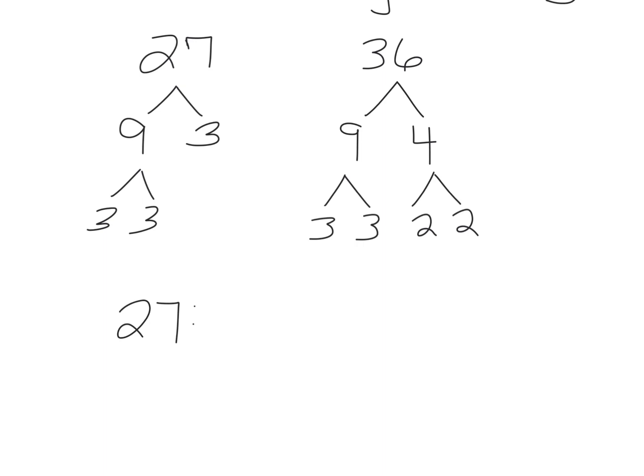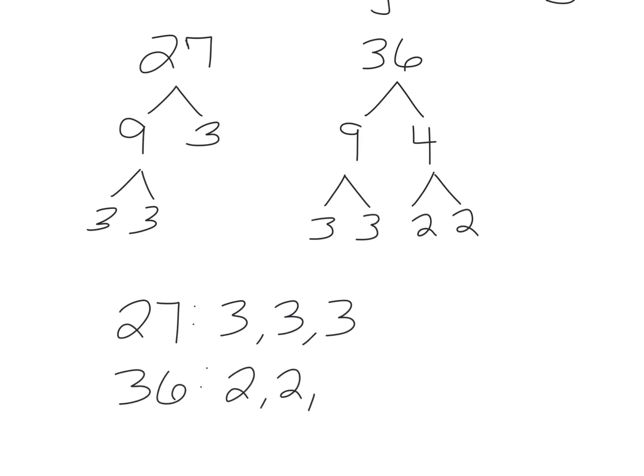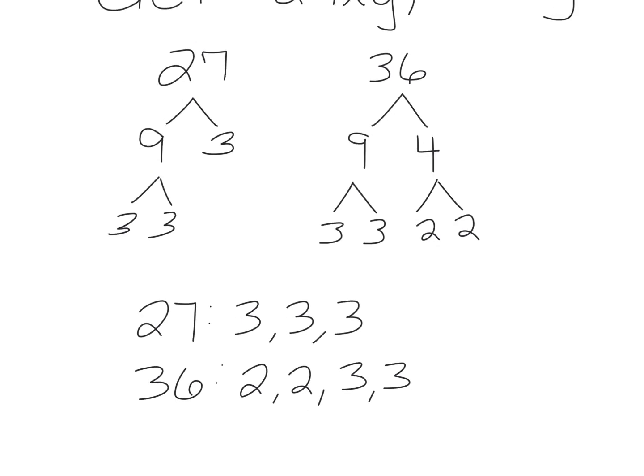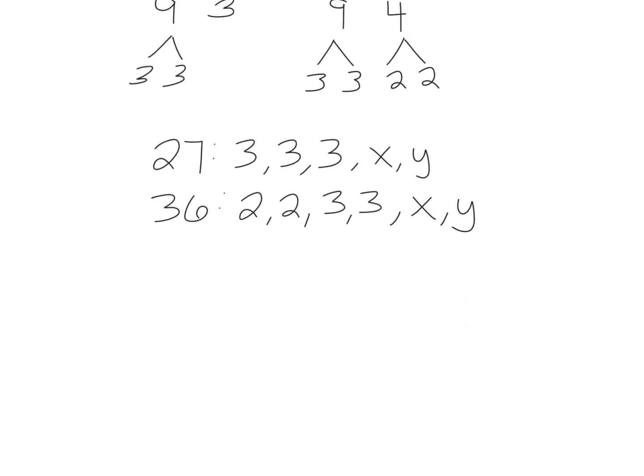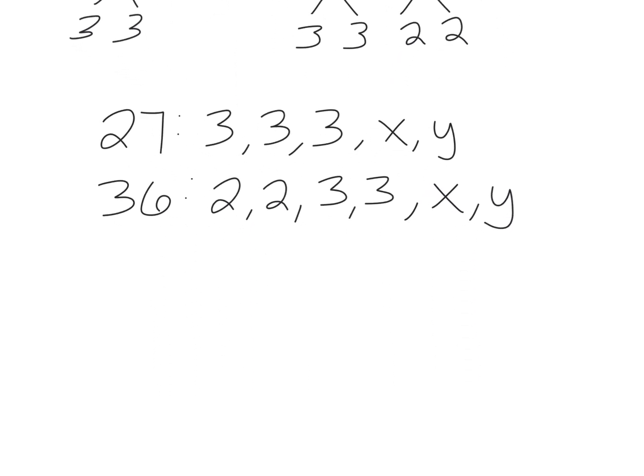We have 27. What's left with 27? 3 3s, right? What about 36? 2 2s and 2 3s. What do I have to remember before we start doing pairs? What did we have at the beginning? Letters, right? What did we have with 27? X and Y. 36 had X, Y. Now we can look for what? Pairs. What they have in common.